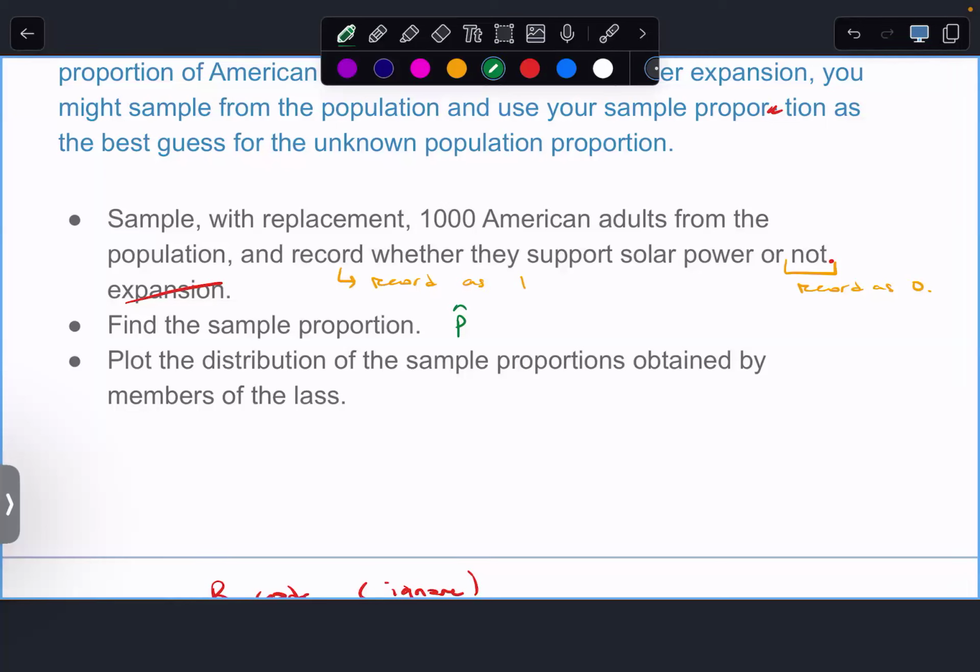which I might not even have introduced yet. P hat is the sample proportion. I feel like I usually have said it at some point, but now it's going to be a major player for us. Okay. So we have P hat is the sample proportion.